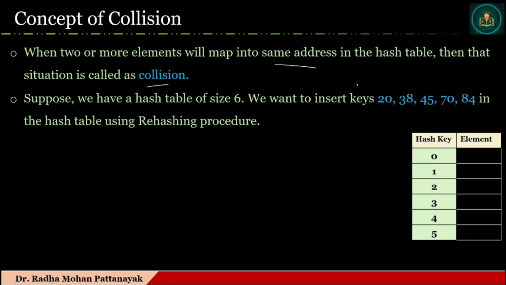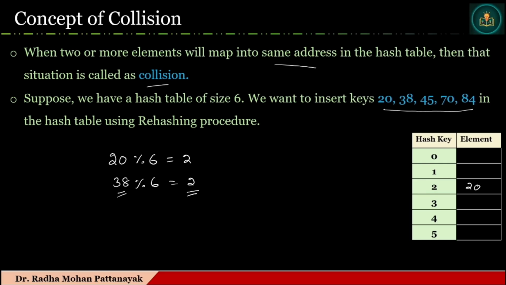Let's see an example. These are the elements given to insert into a hash table with size equal to 6. We will apply the division method to find the hash address. 20 modulo 6 gives 2, so in address 2 we insert 20. After that, when we calculate 38 modulo 6, we again get the hash address 2, but an element is already present at address 2. So for the new element 38 the same address came, and that situation is called a collision.